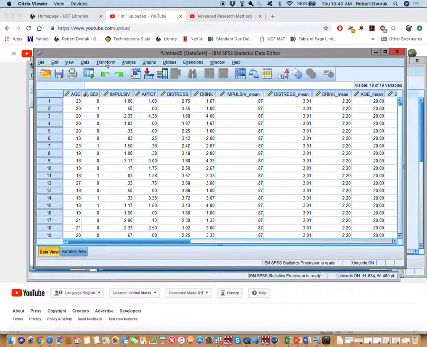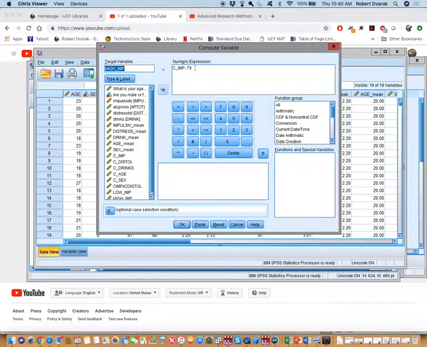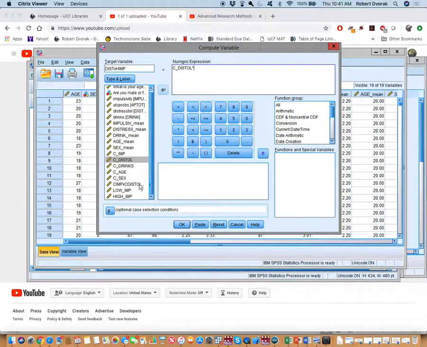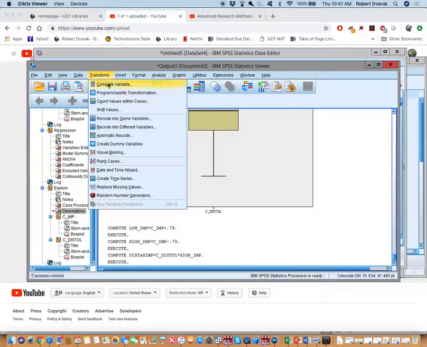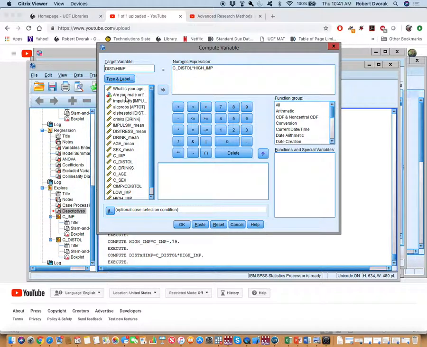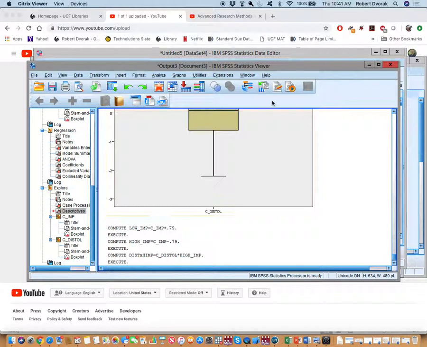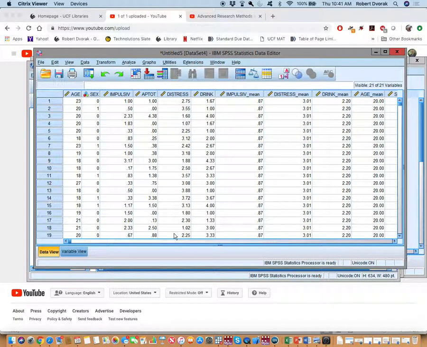And we have to remake our interactions. So we're going to go transform, compute, and we're going to say dist by high impulsivity equals centered distress tolerance, we don't want to change that, times our high impulsivity. Hit OK, and transform, compute, dist low impulsivity is distol times low impulsivity. All right, so we have made all new interactions. We have set our variables to high and low levels.